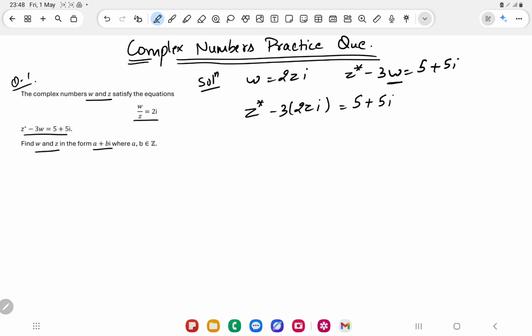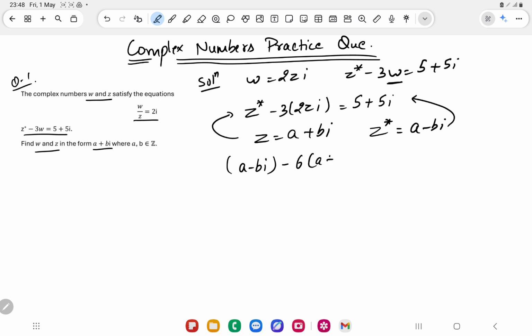Now whenever we have Z in the question, we can always write Z as a plus bi, that is the standard Cartesian form, and its z star, the complex conjugate, will automatically be a minus bi. So I will substitute these two values: a minus bi minus 6 times (a plus bi) multiplied by i is equal to 5 plus 5i.